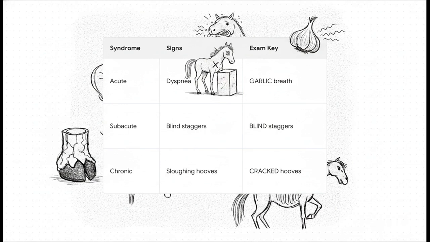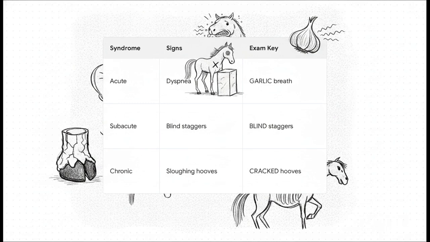Subacute toxicity comes from moderate doses over a few weeks, and this causes blind staggers. The animal literally wanders into objects because their vision is impaired, even though they have a normal temperature. This comes with front leg weakness and paralysis of the throat and tongue. So remember, subacute equals blind staggers.